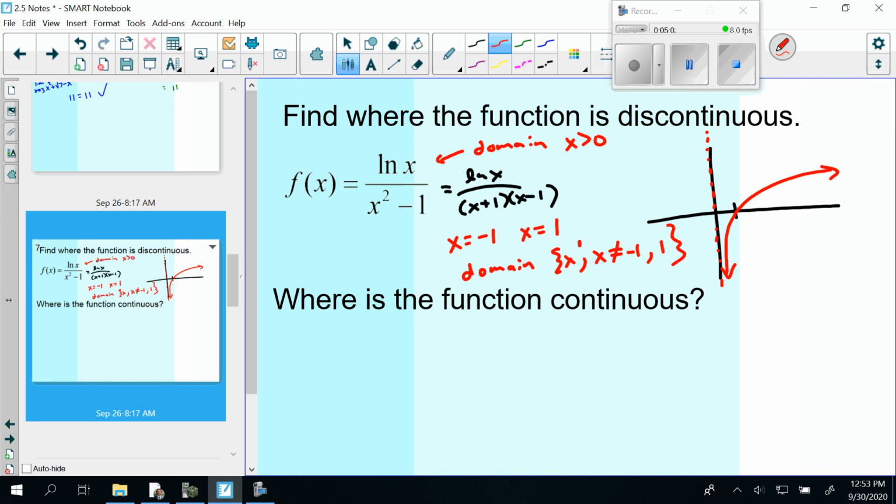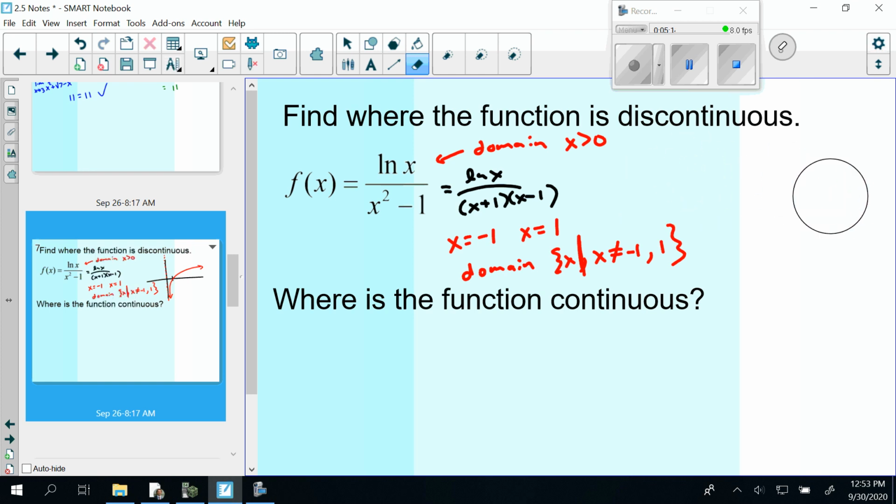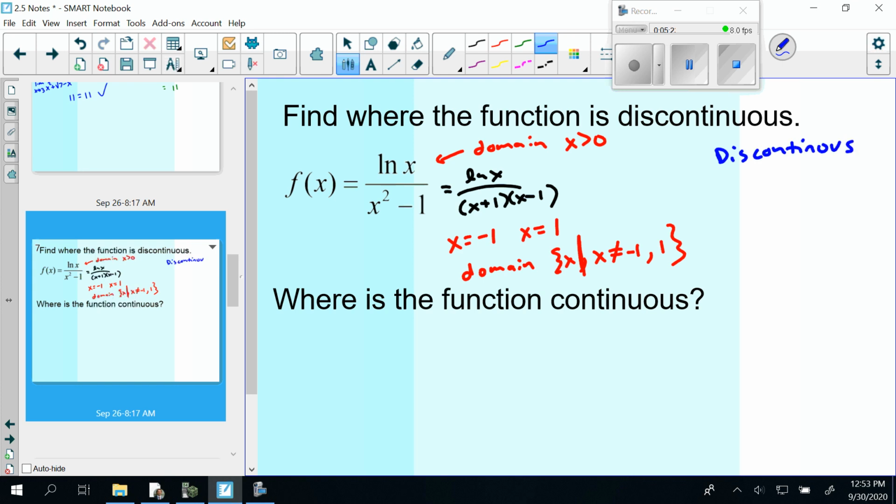And so where is it discontinuous? It would be those places we just listed where you can't plug in those numbers. So we would say this one is discontinuous where x is less than or equal to 0, because that's not going to work with our function there, and at x equals -1 and x equals 1. All those places it is discontinuous. We can't put those numbers in there.